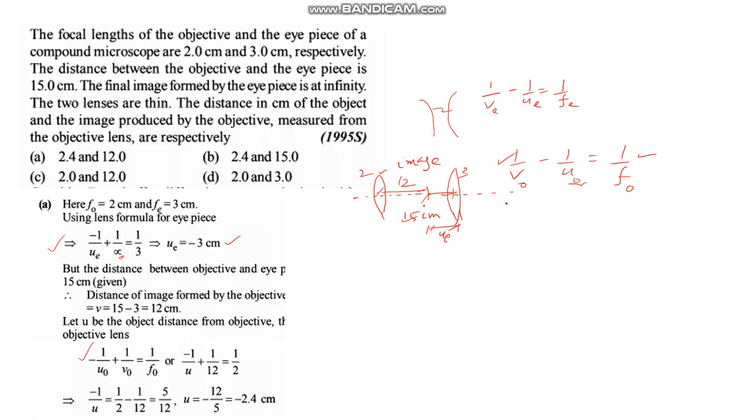We know the value of v0, you have to find out the value of u0, which is coming out to be minus 2.4 centimeters. So minus 2.4 centimeters is the distance in centimeter of the object. So this option is there, this option is there, these two anyway are wrong. And he is asking you with respect to the objective, where is the image formed. Just now it is 12 centimeter. So option A is the right answer.